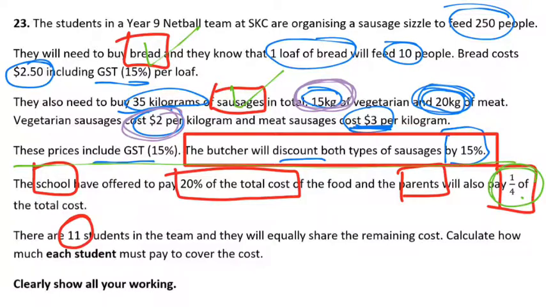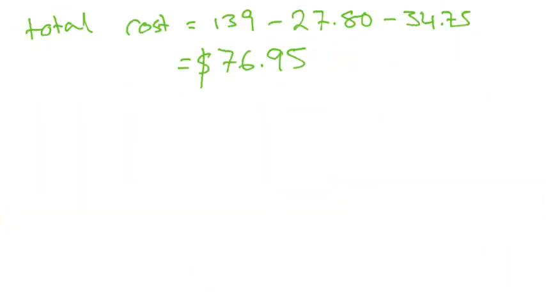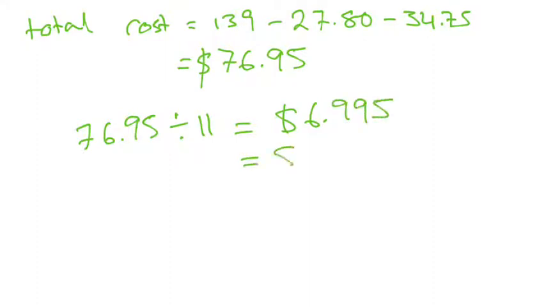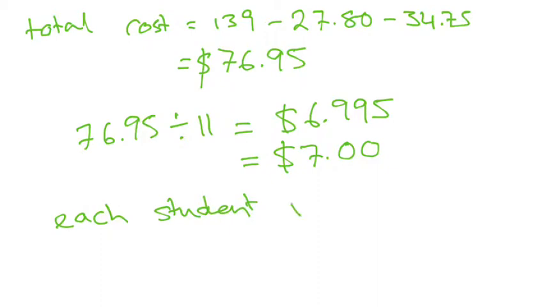Now we were told there are 11 students and they will equally share that remaining cost. And we want to work out how much each student needs to pay. So we're going to take the $76.95 and divide that by the 11 students. And that works out to be $6.995. So when we round that, it's actually going to be $7.00. So that means each student pays $7.